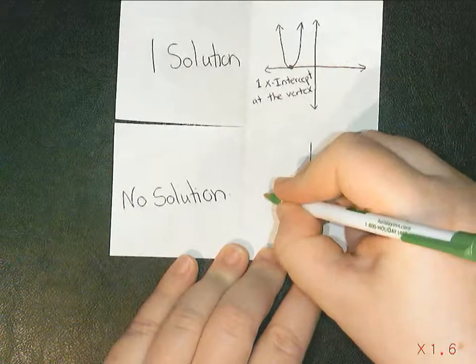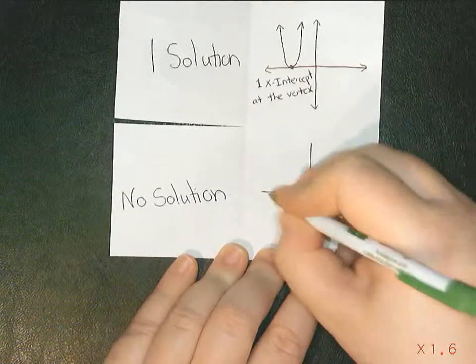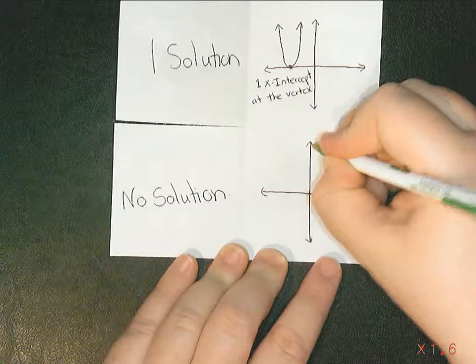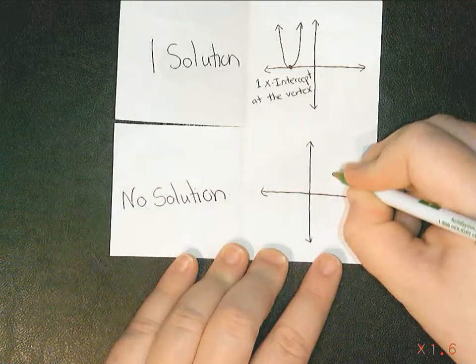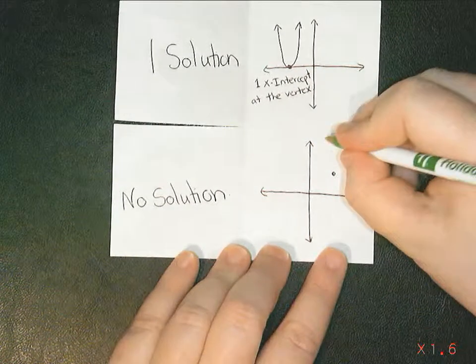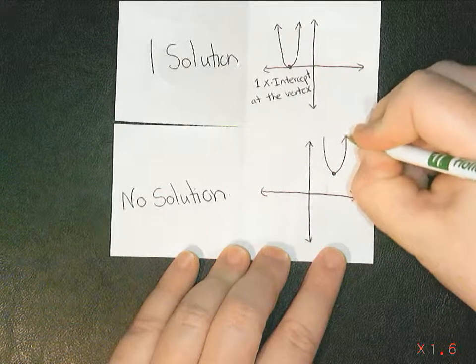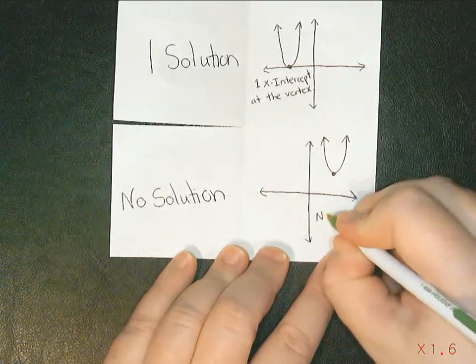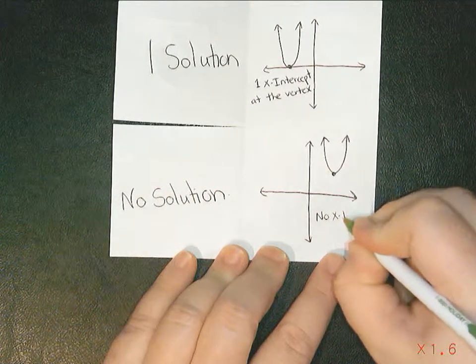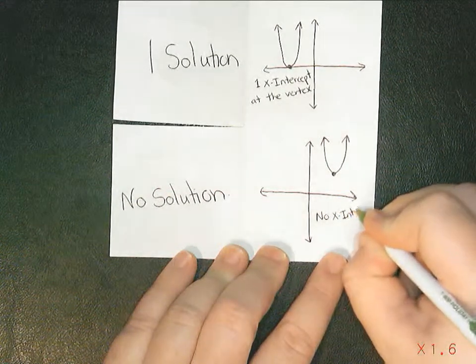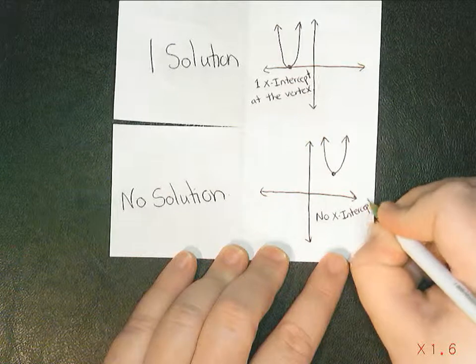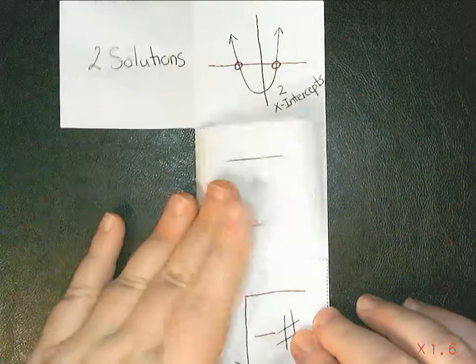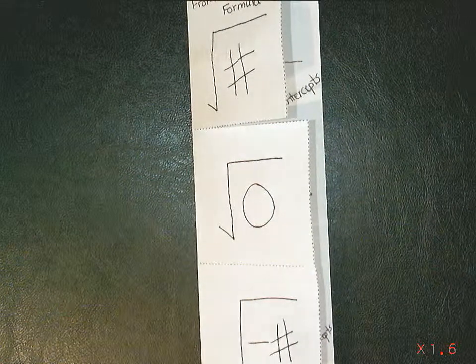So how does a graph look if it has no x-intercepts? It means that it's somewhere above or below the x-axis and it's pointing away from the x-axis. So this would have no x-intercepts. And that's our foldable for the different types of solutions you can get from the quadratic formula. You just need to stick that onto your note.